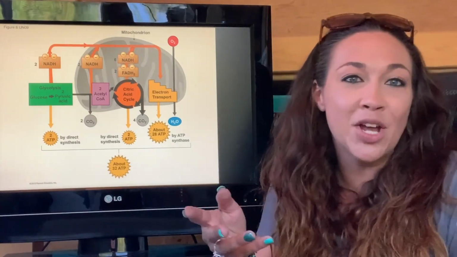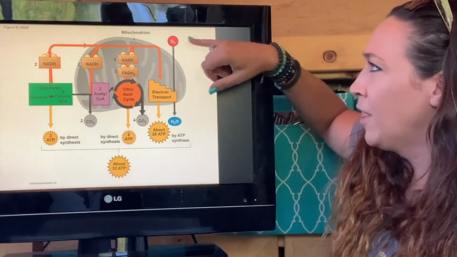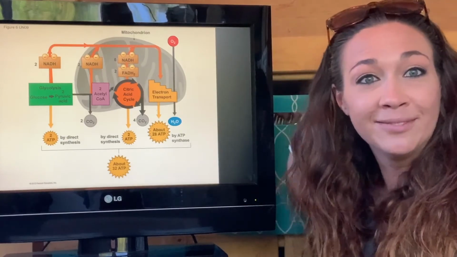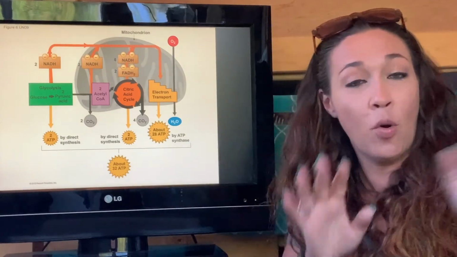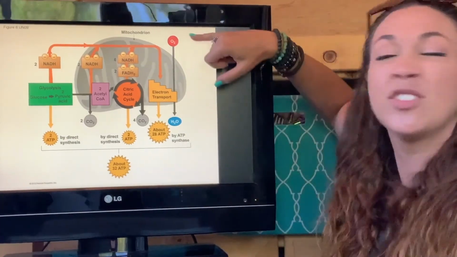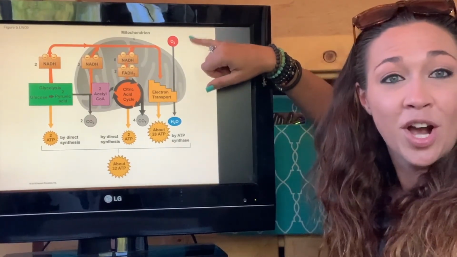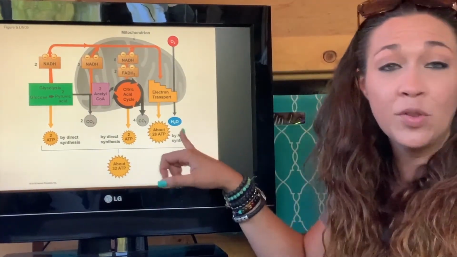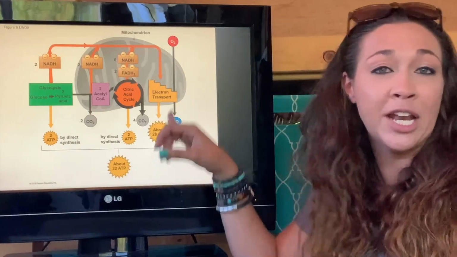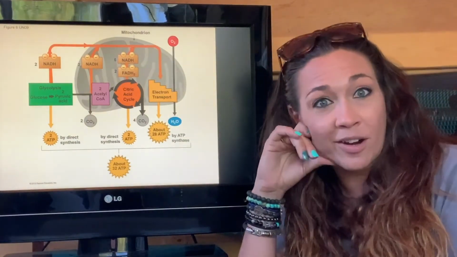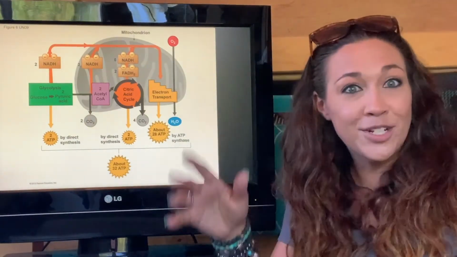They usually like to say on tests that the final electron acceptor, where these electrons actually go after they're moved around, is oxygen. And that's actually what turns oxygen into water. So the very final step of the electron transport chain is turning that oxygen into the water. So we are done with that.